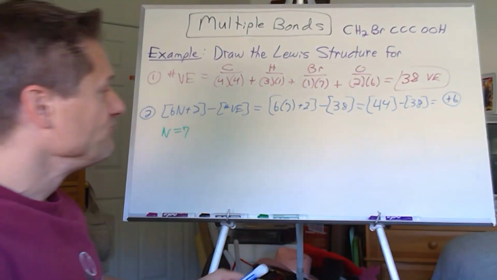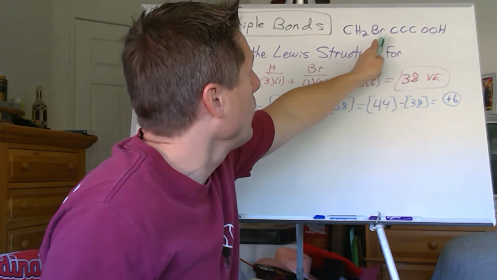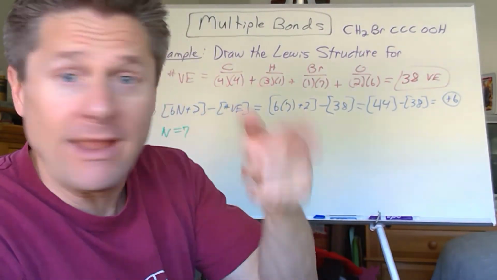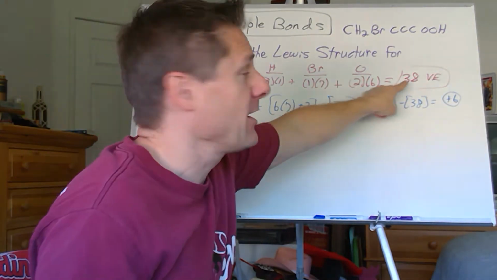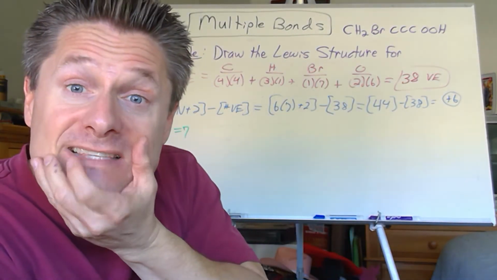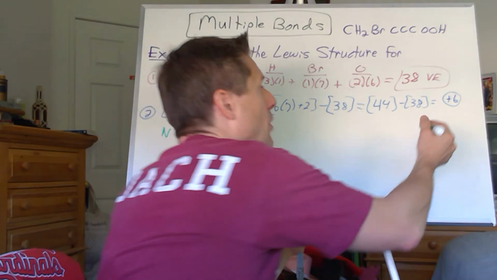Now, 1, 2, 3 carbons, not enough for a ring, so we don't have a ring structure. No boron, beryllium, aluminum. This is not an odd number, so it's not an electron deficient species. So this is multiple bonds. That's 3 multiple bonds.